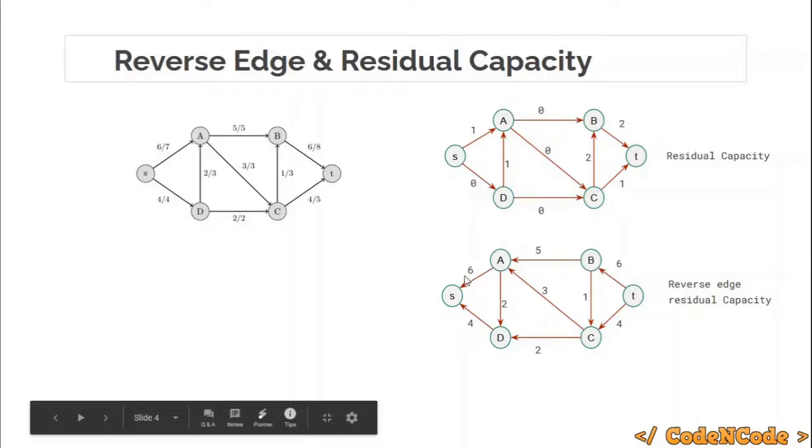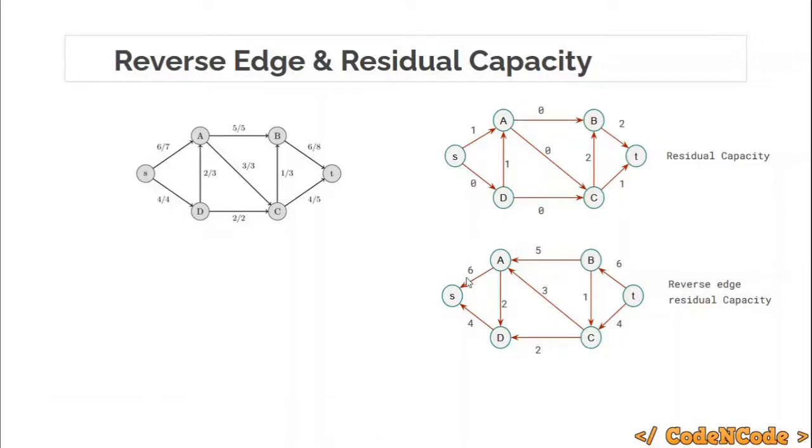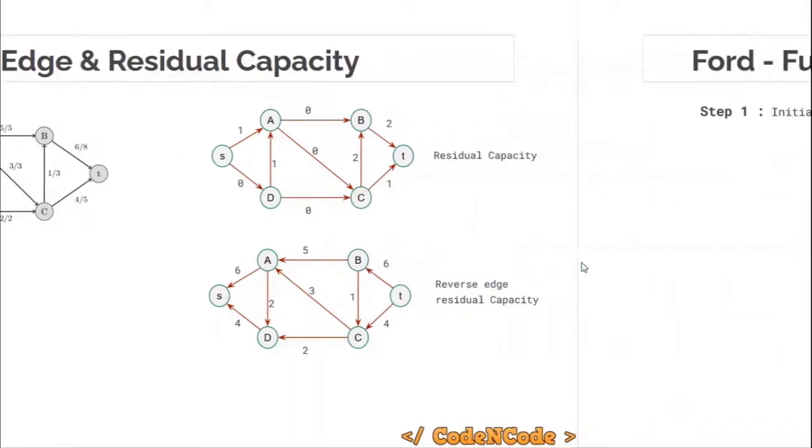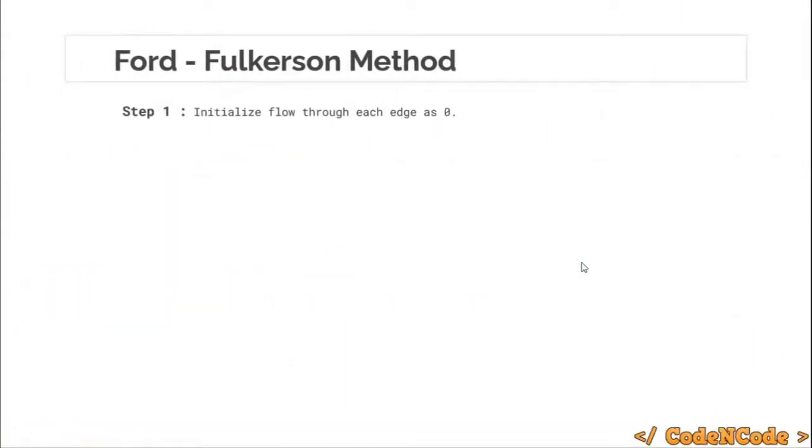So this represents the amount of data or flow you can reduce, and this represents the amount of data or flow you can still send. The amount you are currently sending is 5 out of 5, so how much extra can you send now? The answer is 0, because you are using the complete capacity. So this represents how much data you can still send, and this graph represents how much you can reduce your flow. These are the two important concepts that we needed to know before starting with the Ford-Fulkerson algorithm.